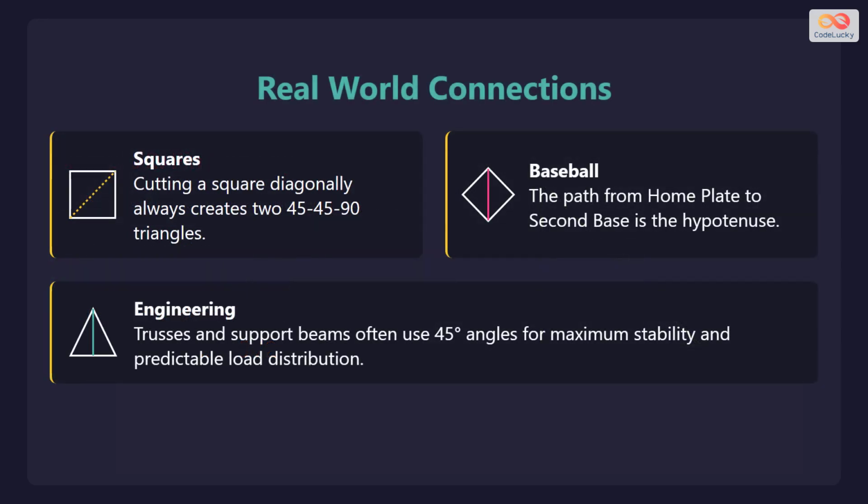Why does this matter? You see these triangles everywhere. If you cut a square sandwich diagonally, you make two of them. In baseball, the diamond is a square, so the throw from home plate to second base cuts across the diagonal. Engineers use this 45-degree angle constantly in trusses and bridges for stability.